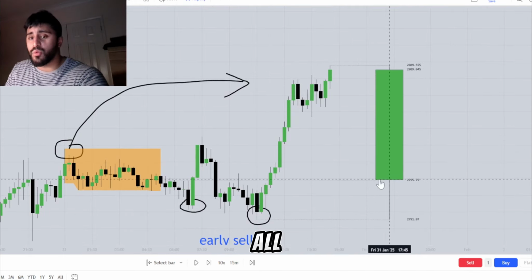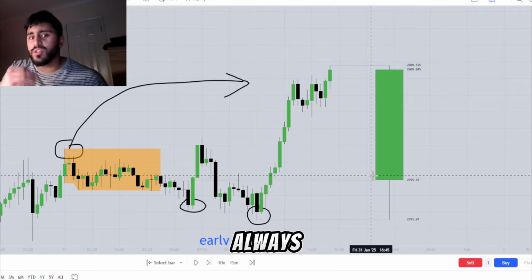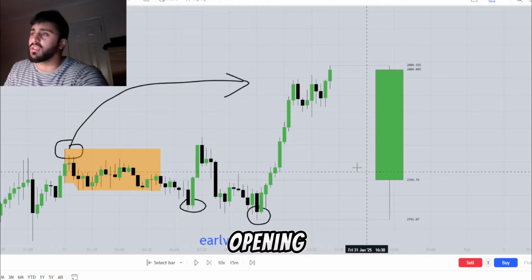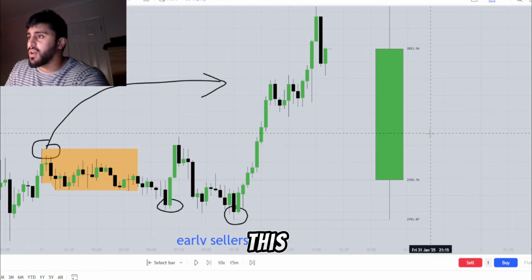So the daily opening is all the way down here. Quick tip: whenever you're looking for a sell trade, you always want to be trading above the daily opening, right? This is the most important thing to understand. So let's break this down a little bit again.